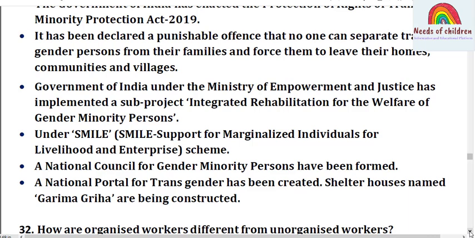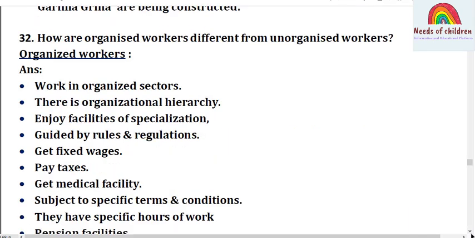A national council for gender minority persons has been formed. A national portal for transgender persons has been created. Shelter houses named Garima Griha are being constructed. Okay, let's move on to question number 32. How are organized workers different from unorganized workers?